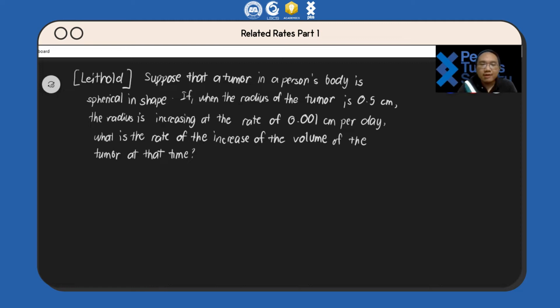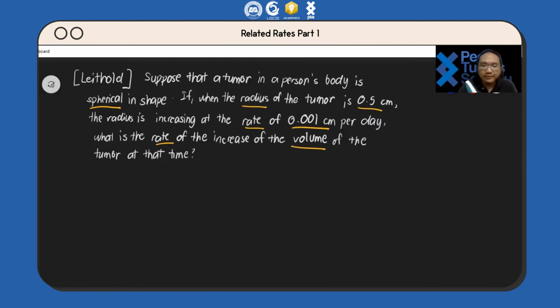Okay, for our first problem, we are going on a more biological flavor. This one is taken from Leithold's The Calculus 7, or TC7 as it's fondly called. Suppose that a tumor in a person's body is spherical in shape. When the radius of the tumor is 0.5 centimeters, the radius is increasing at the rate of 0.001 centimeters per day.